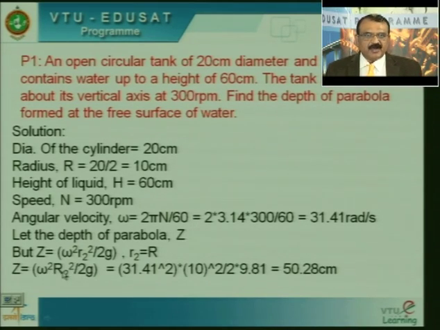I repeat, you need to remember this formula. You have all the required values, substitute the values and find the value of Z. What is this capital Z? Capital Z is the total depth of the parabola. What is the total depth of the parabola? It is the rise of fluid plus the fall in fluid, that is x plus y. My x plus y is equal to capital Z, that is equal to omega square r2 square divided by 2g. Substitute the values and find the value of Z. In this case, the value of Z works out to be 50.28 centimeter.